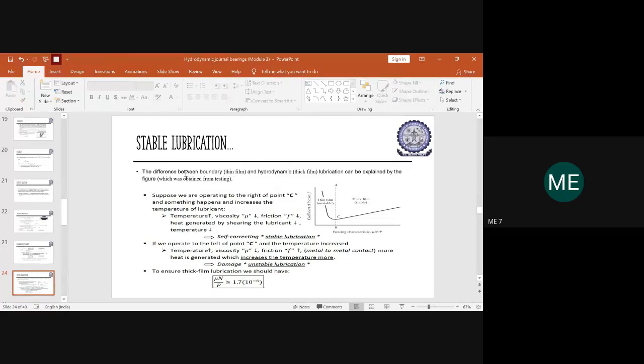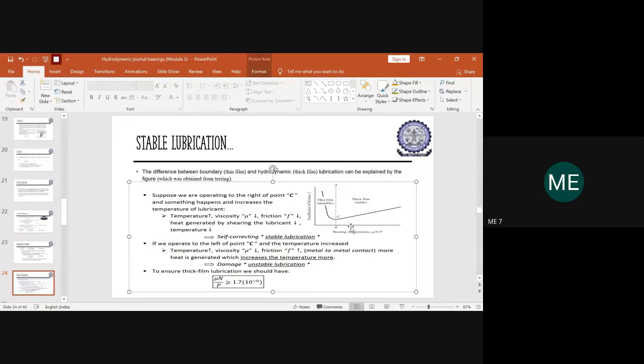Kindly observe that the difference between boundary film and hydrodynamic lubrication can be explained by the figure. Here you can see a graph which is plotted. You have the coefficient of friction along the y-axis and the bearing characteristics along the x-axis. The bearing characteristic is given by the Sommerfeld number, which is basically mu n upon p.